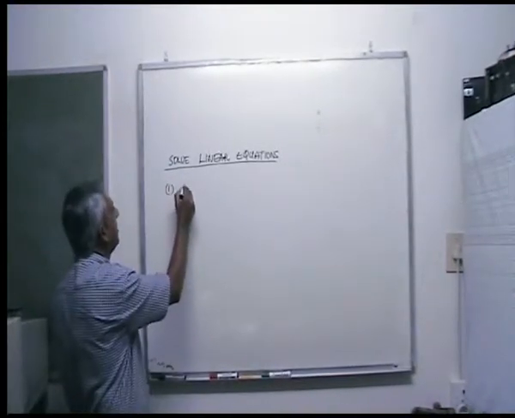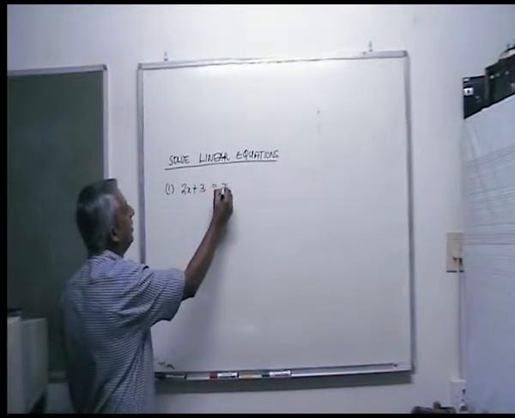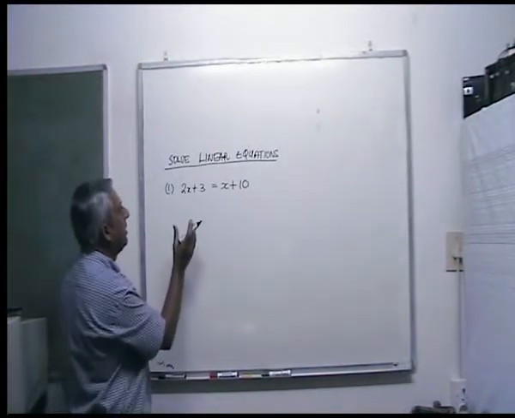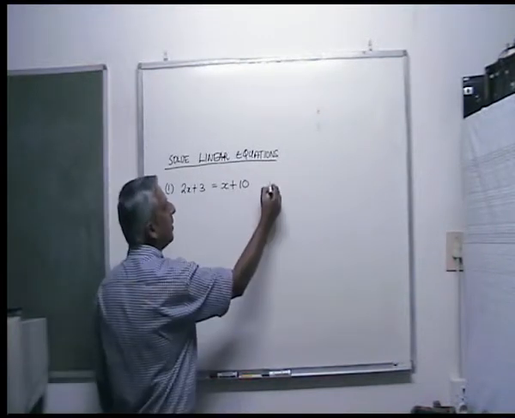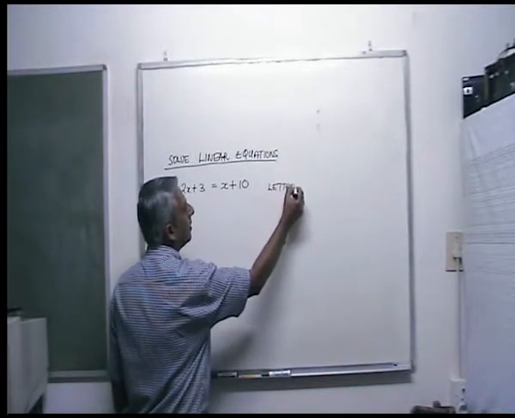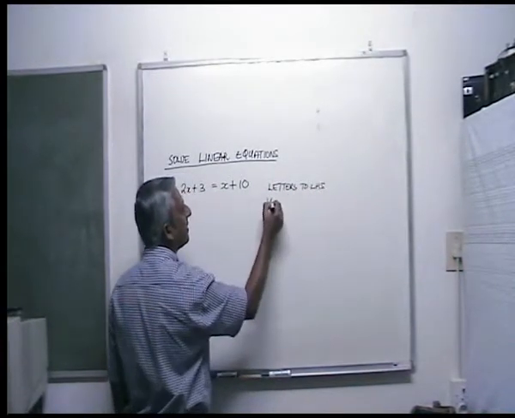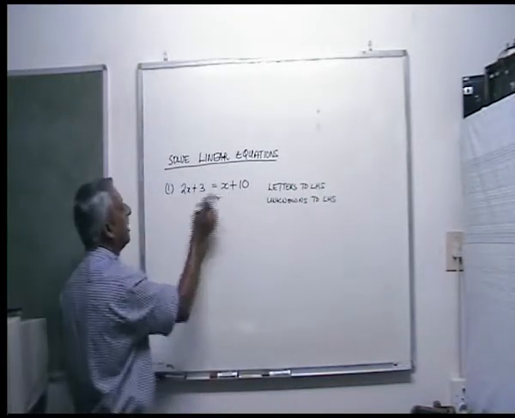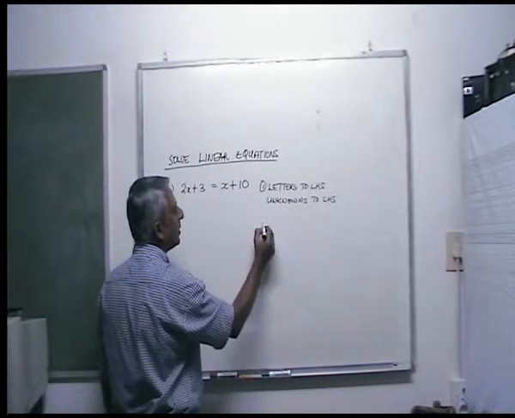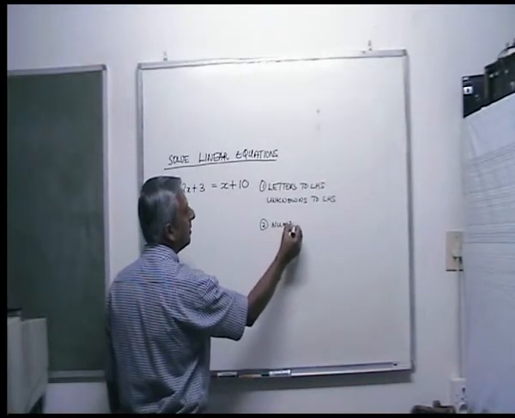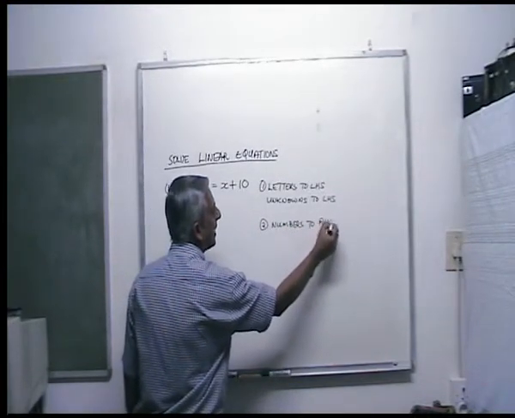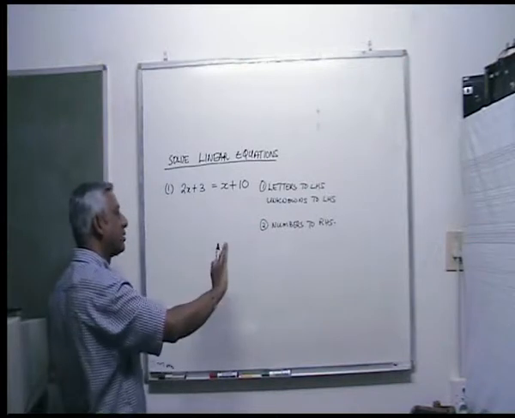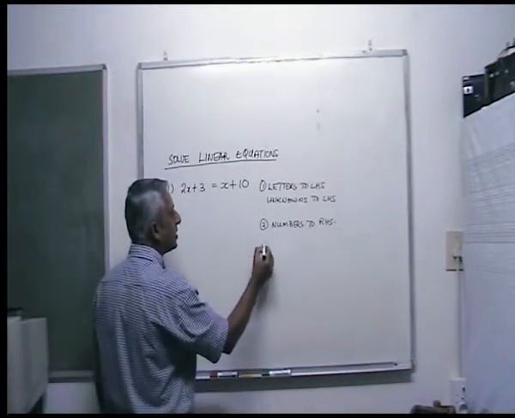Alright, so we're looking at our first example where we said 2x plus 3 is equal to x plus 10, and we want to solve this equation. So what we do, we want to bring all the letters to the left hand side. Now we can say letters to left hand side, or we can say the right word is actually unknowns to left hand side. So we want to get the unknowns to the left hand side. And then after that, we want to take all the numbers to the right hand side. So when we're going to take the letters to the left hand side and the numbers to the right hand side, we are going to use the rule of transposing.